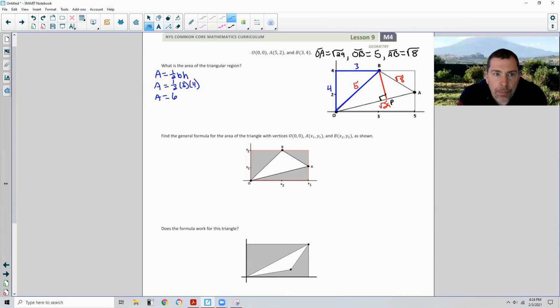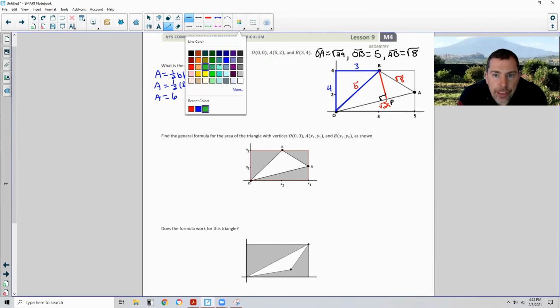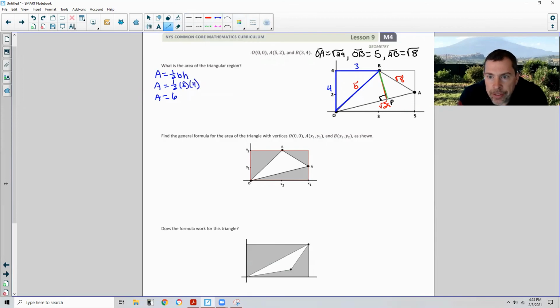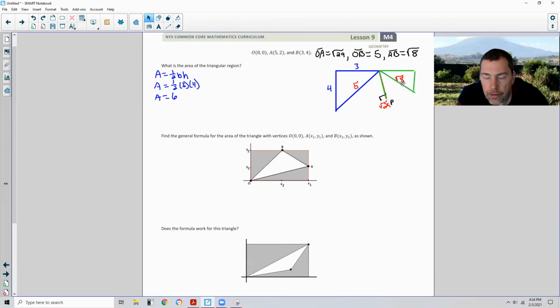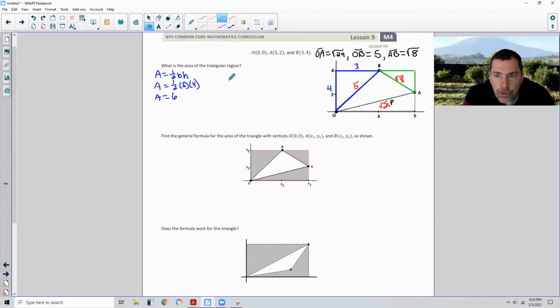Now we're going to do the same. I will use green this time, and we will find the area of the triangle outside here. Oh, I'm sorry, not that one. Let me delete this line, the green one there, and I'm not going to use this either. Let's get rid of that. All right, so now we're finding the area of this green triangle.